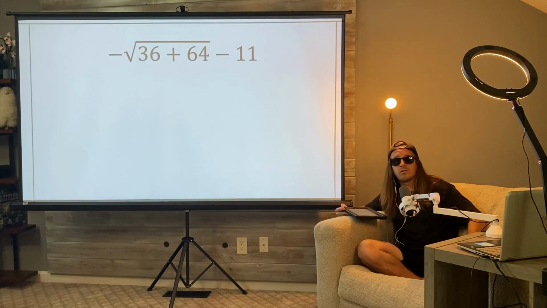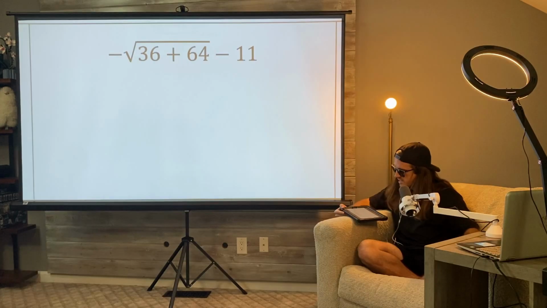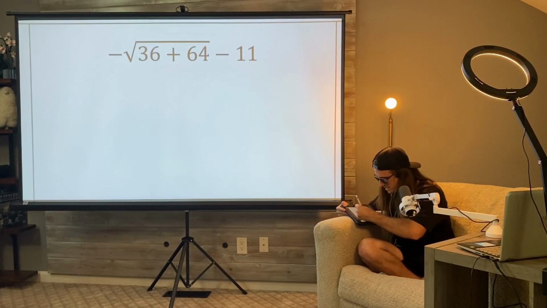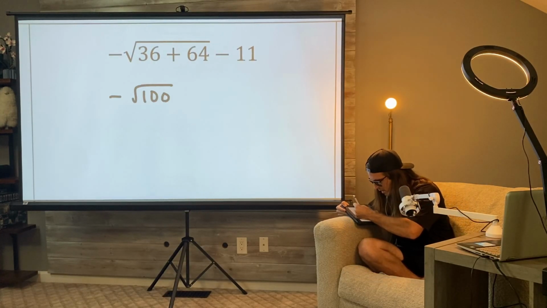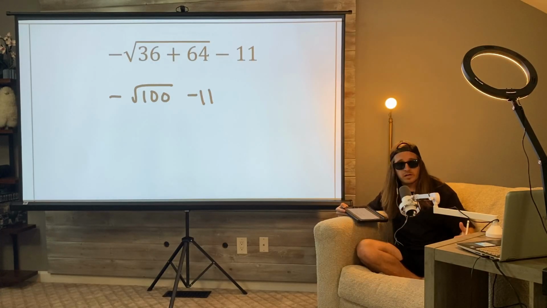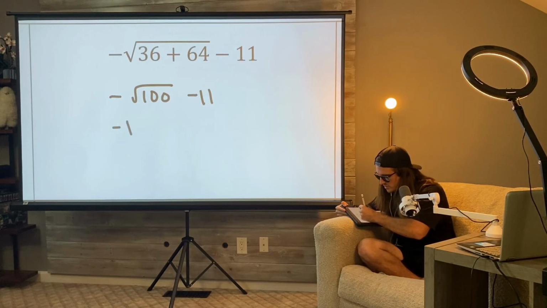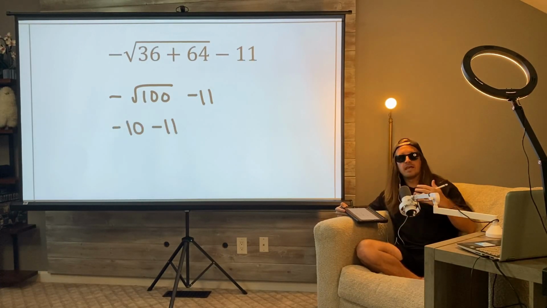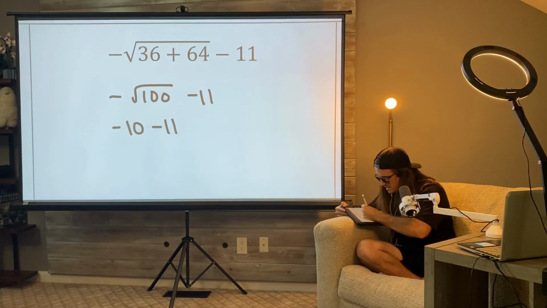Start with the radical as if there were parentheses there. So 36 plus 64 is 100. Next, we're going to do the square root because it falls under the exponent category. The square root of 100 is 10. The negative just goes along for the ride. And -10 minus 11 is -21.